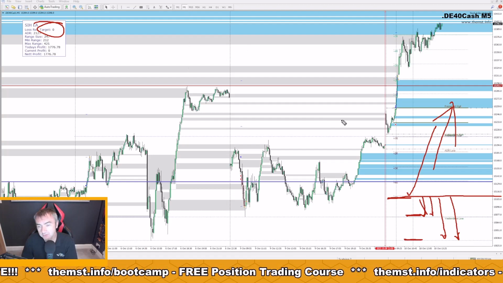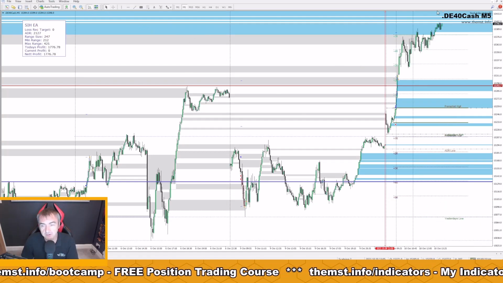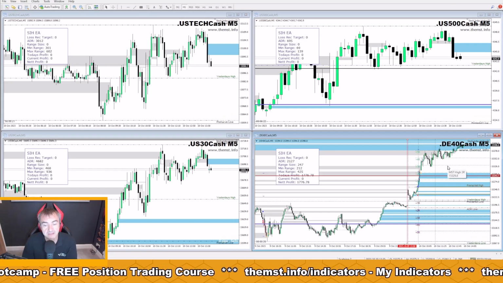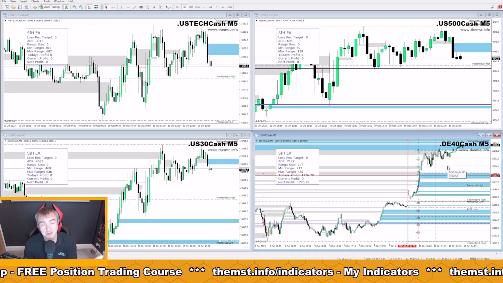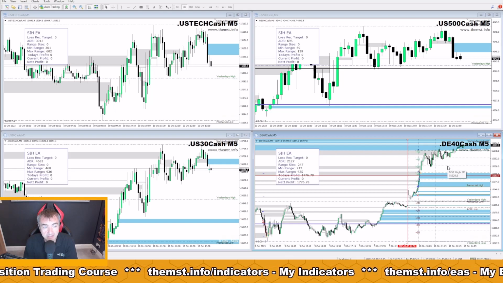Okay. So if you want to come into the live rooms, you'll see me executing this on a daily basis in the live room. But those are basically the settings for the EA, and that's a pretty much complete overview of the entire edge of the stock index hedge strategy.